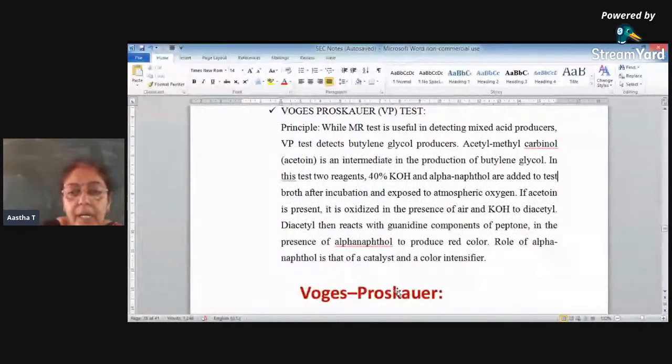So acetoin or acetyl methyl carbinol, if it is present, is oxidized in air and in presence of KOH to diacetyl. This diacetyl then reacts with the guanidine component of the peptone in presence of alpha naphthol to produce the red color. The role of alpha naphthol is just as a catalyst, used to intensify the color. So here what we are going to detect in Voges-Proskauer test is the presence of butylene glycol.